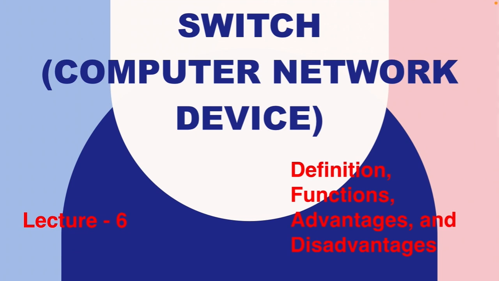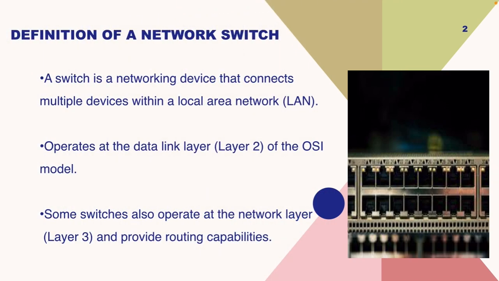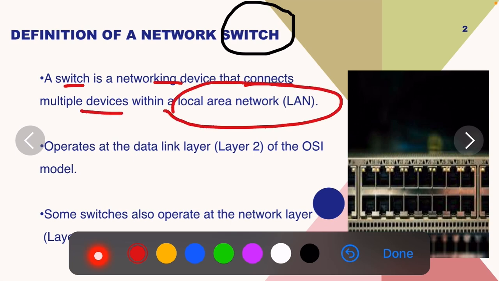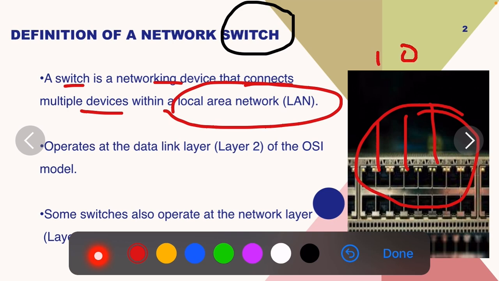Okay, so let's get started. The first thing is, what is a network switch, or what does a switch basically mean? A switch is a networking device that connects multiple devices within a local area network. This is the diagram of a switch. Let's consider there are many devices, say 10 devices, present in a lab or one place. We can connect multiple devices with the help of the switch.